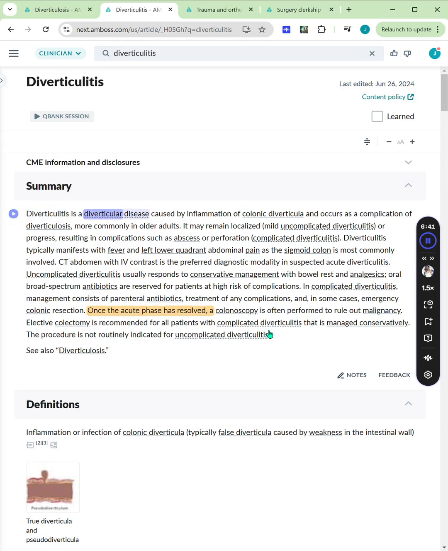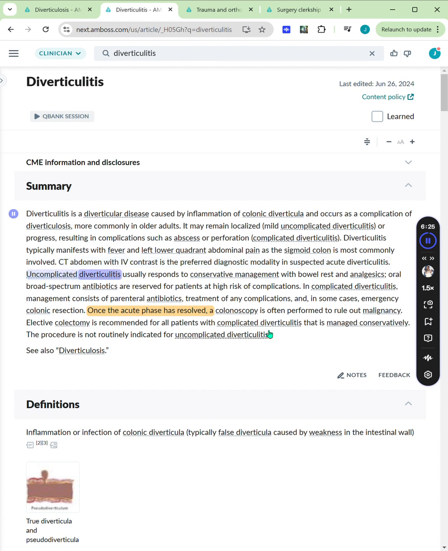Diverticulitis is a diverticular disease caused by inflammation of colonic diverticula and occurs as a complication of diverticulosis. More commonly in older adults, it may remain localized, mild, uncomplicated diverticulitis, or progress, resulting in complications such as abscess or perforation, complicated diverticulitis. Diverticulitis typically manifests with fever and left lower quadrant abdominal pain, as the sigmoid colon is most commonly involved. CT abdomen with IV contrast is the preferred diagnostic modality in suspected acute diverticulitis.